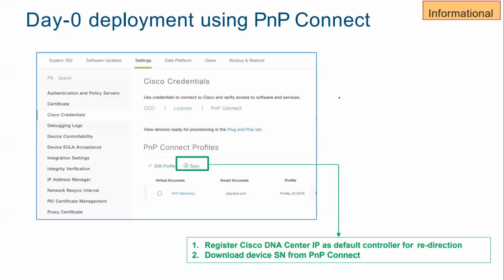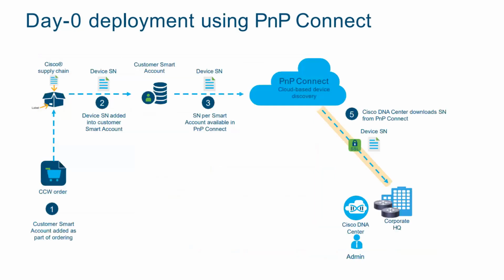A small note here about DNA configuration. When you go to settings, and we're going to see that in the demo, you go to Cisco credentials where you added your smart account. You can click sync here. The sync is going to go to Cisco PNP and synchronize the serial numbers of your orders and bring them to DNAC so it can allow that device to communicate.